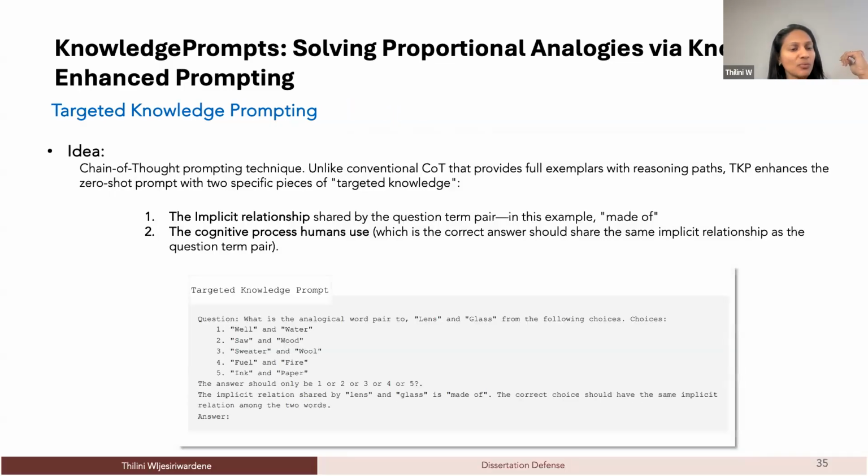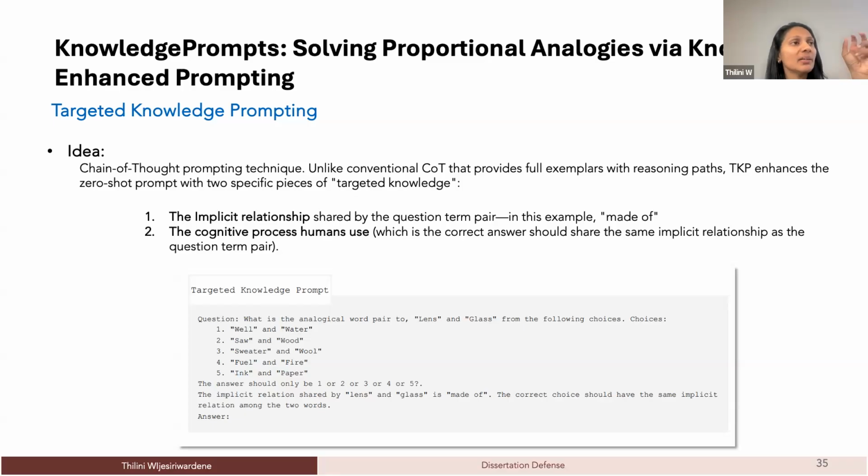So moving on to the next prompting technique. Probably a lot of you have heard of chain of thought prompting. In chain of thought prompting, you nudge the model by initially showing it, okay, this is how you would reason, and then to do similar reasoning. In our case, we wanted to do kind of chain of thought, but it is not conventional chain of thought. We don't provide any examples, but we provide knowledge in two ways.